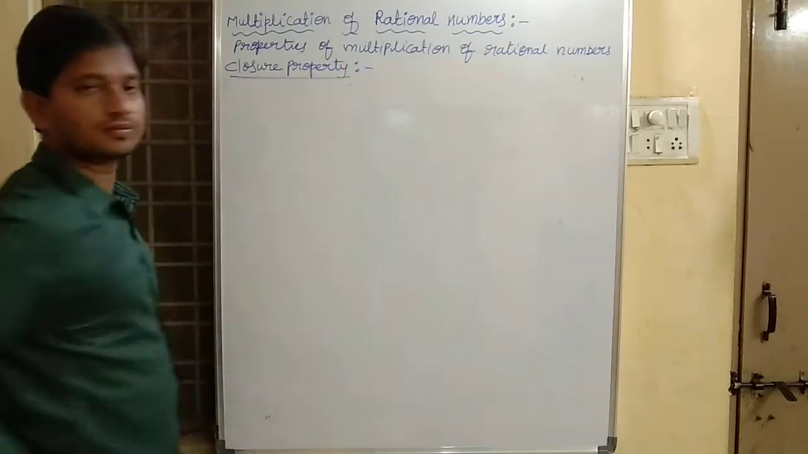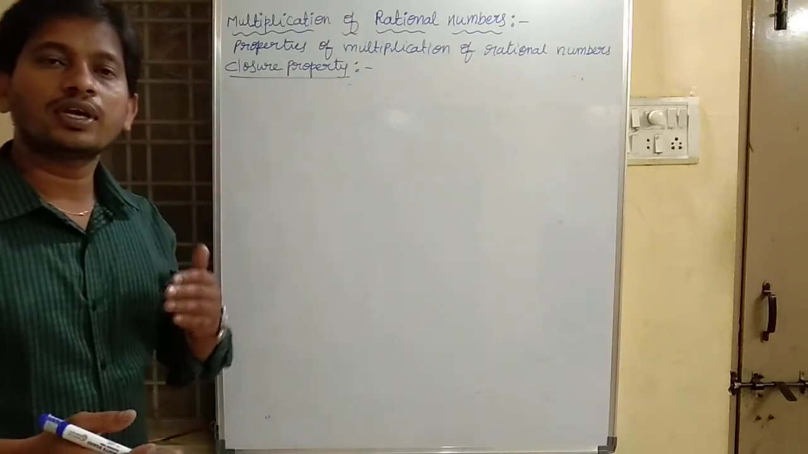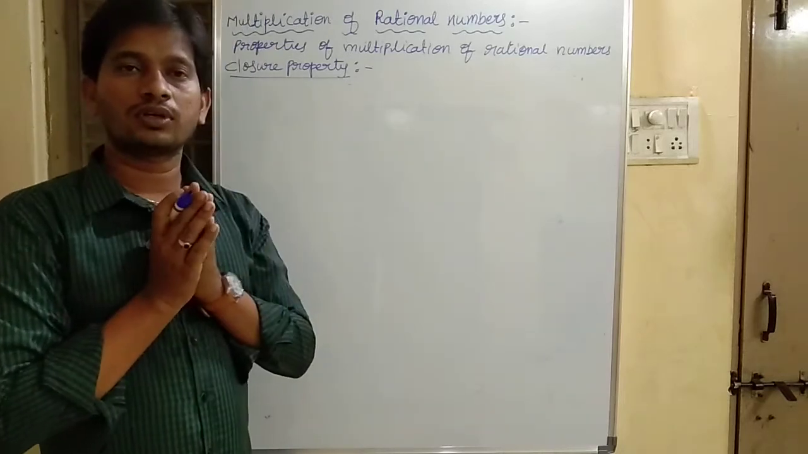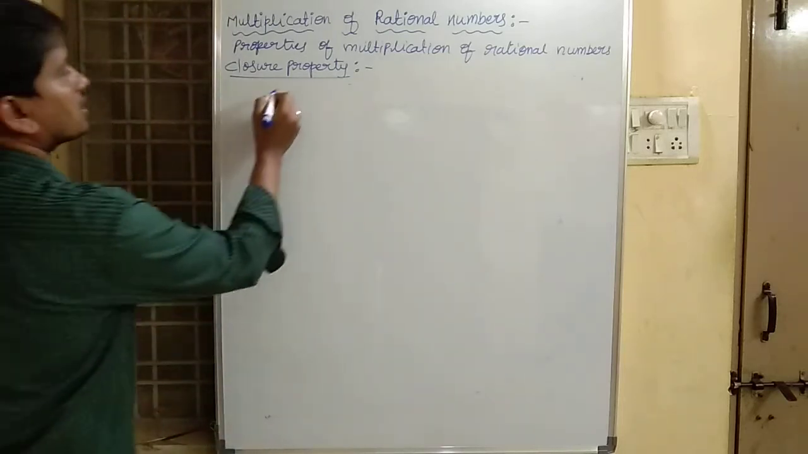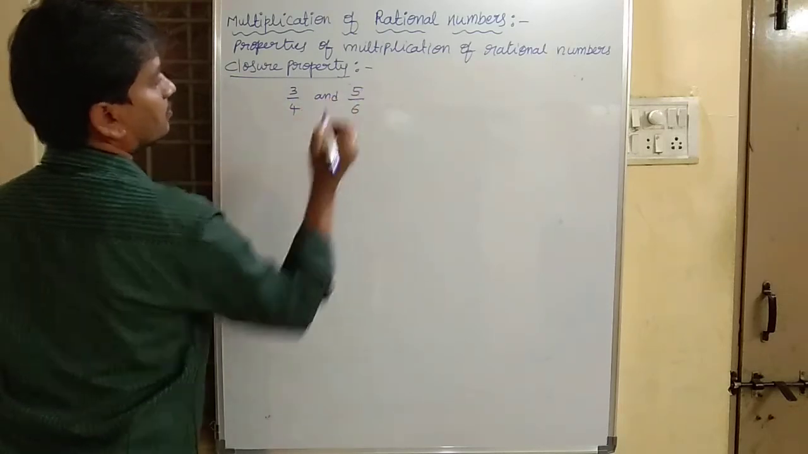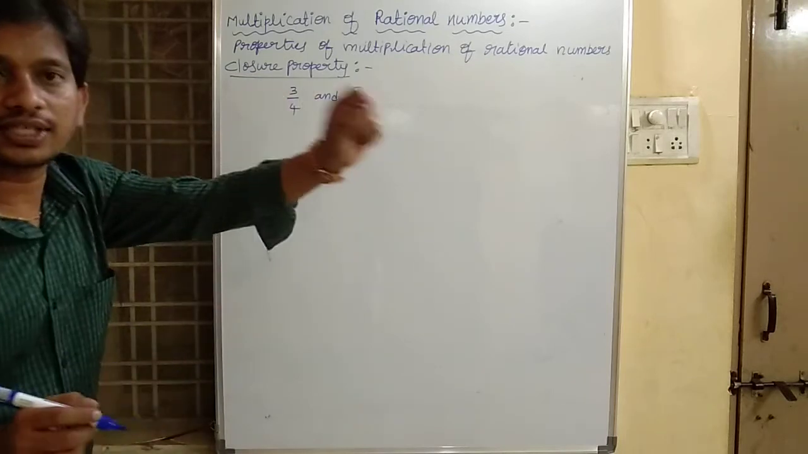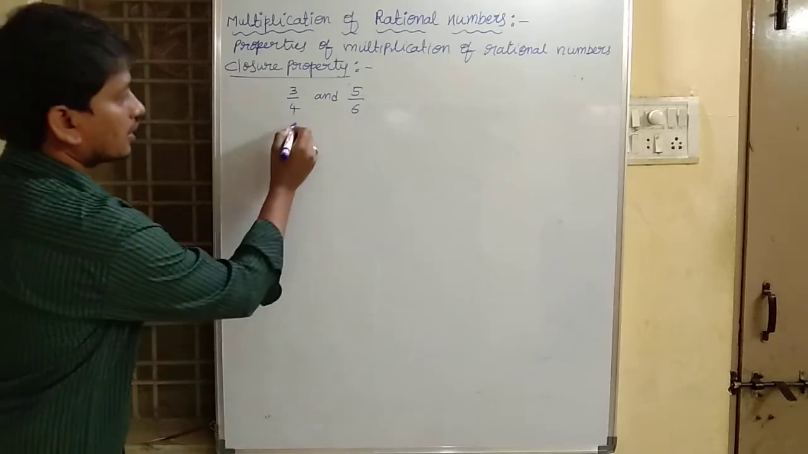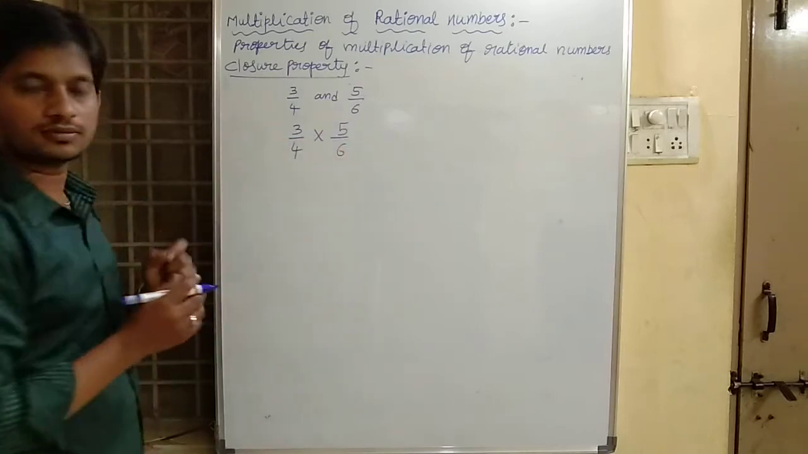What is closure property? The multiplication of any two rational numbers is also a rational number. Suppose consider two rational numbers 3 by 4 and 5 by 6. 3 by 4 is one rational number, 5 by 6 is another rational number. Let us multiply these two rational numbers: 3 by 4 into 5 by 6.